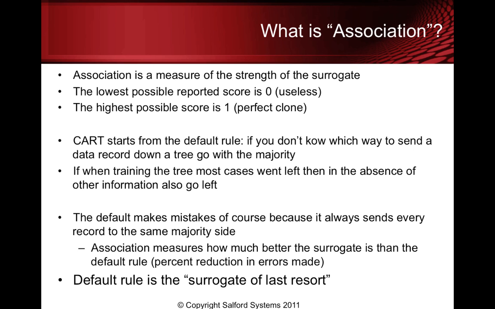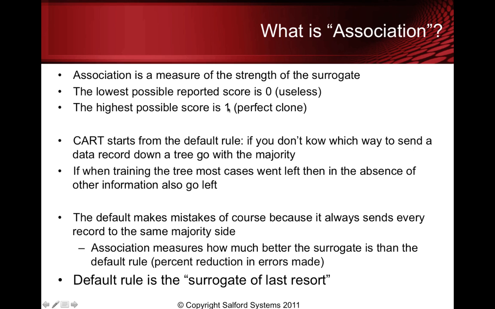In order to come up with a measure of how good a surrogate is, CART goes through these stages. First, CART constructs the default rule. Suppose we had no information. We're sitting in a node somewhere inside of a CART tree, and that node gives rise to two children. We need to know whether a record that has arrived at that node is going to go to the left or going to go to the right. And we have no information to guide us. What should we do?